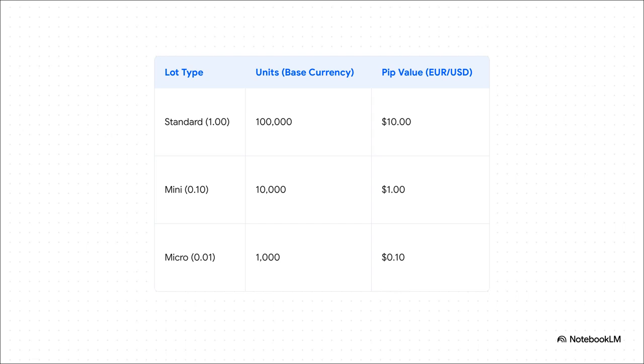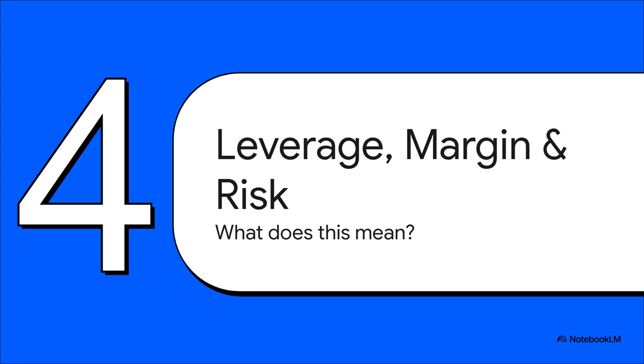But look at the other options. A mini lot makes each pip worth $1. A micro lot, just 10 cents. This is so powerful because it means you can scale your risk up or down to perfectly match your comfort level and account size.